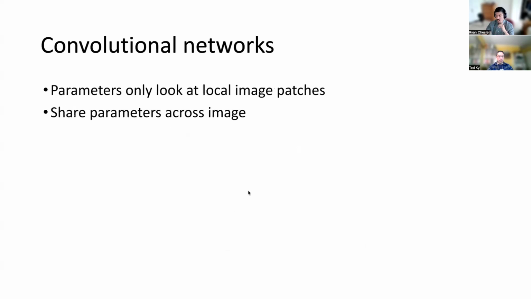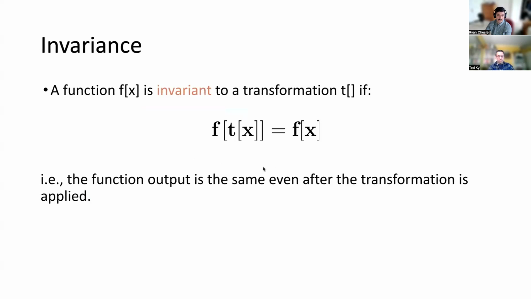So that's when convolutional networks come in. The thing about this is that you have parameters that are only looking at a small local patch, and then it's sharing that across the image. So it's looking for the same pattern everywhere. And we'll look at how this builds into that in later slides.